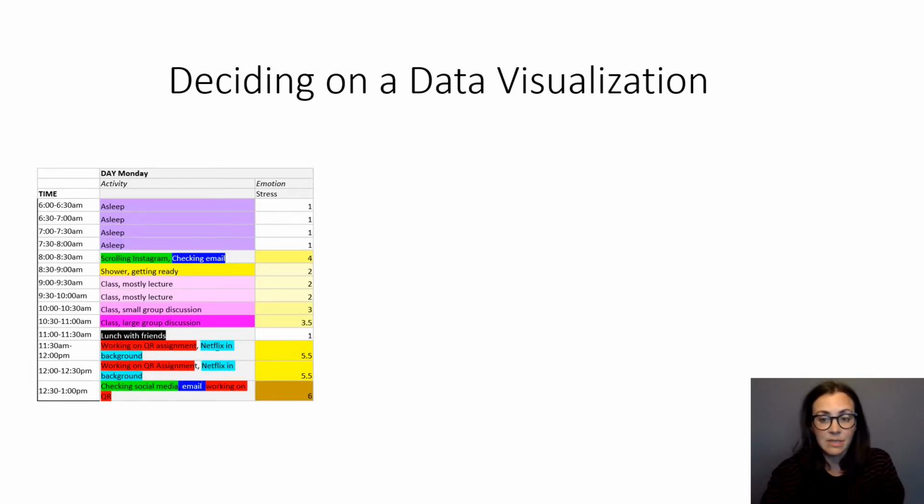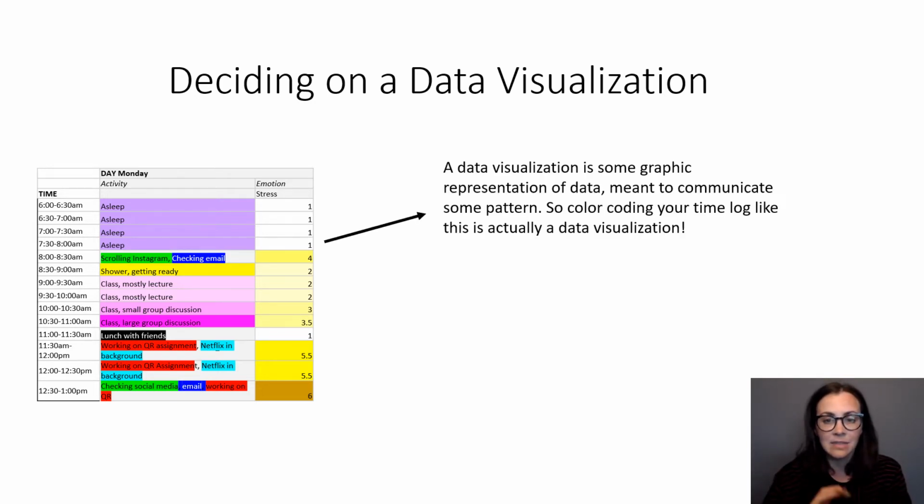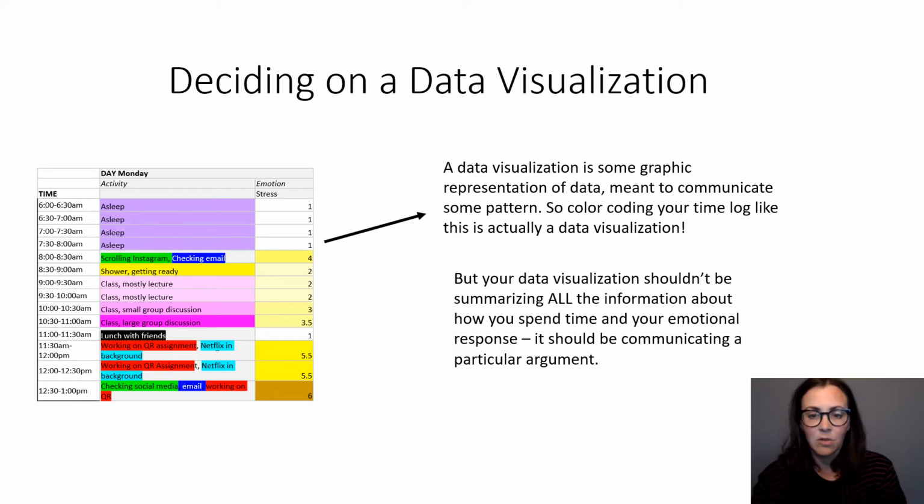So you're starting with this color-coded time log. And this is just a snippet of one, so yours will look a lot bigger. And we want to take it from this to some graphic representation of the data meant to communicate the pattern that you noticed. So technically coloring it like this is a data visualization, but we don't want to include all of the information in your time log. We just want to communicate a particular argument that you noticed from a pattern in your data. So this is like writing a paper in a way, where you don't want to include unnecessary information. You want to narrow down what your specific argument is and what evidence best supports that argument. And then creating the data visualization is like writing out that argument in the best way possible.